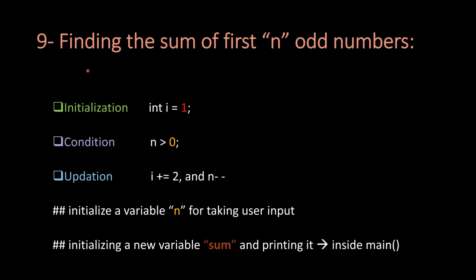Our ninth example is similar to the eighth one, which is about finding the sum of first n odd numbers. Here we initialize our loop variable from 1, not from 0, and rest of the conditions are same. Let's try this.